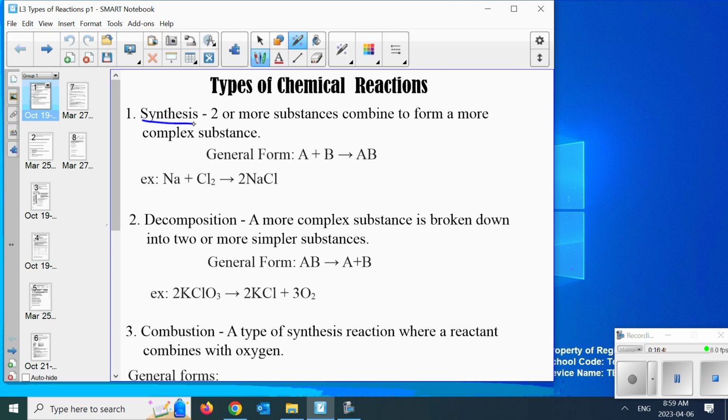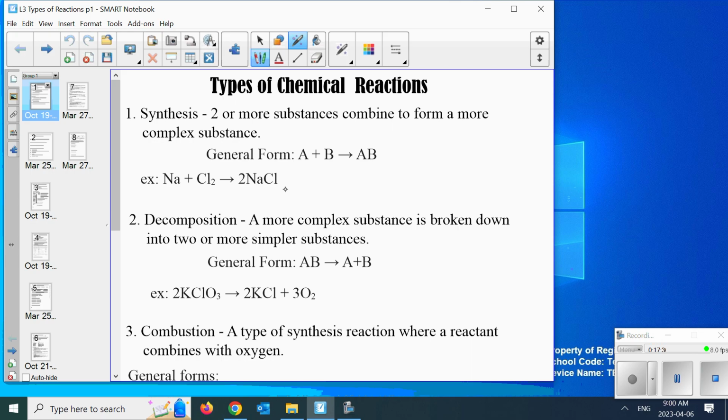Synthesis. You're making something. Two or more substances combine to form a more complex thing. Now, in general, when I do these ABs, I'm not talking boron. There's no A element. I'm just using it like X in an equation, like a variable. A plus B comes together. So these are like the first equations we looked at. Two elements come together. The only thing they really can do is connect, right? That's synthesis.